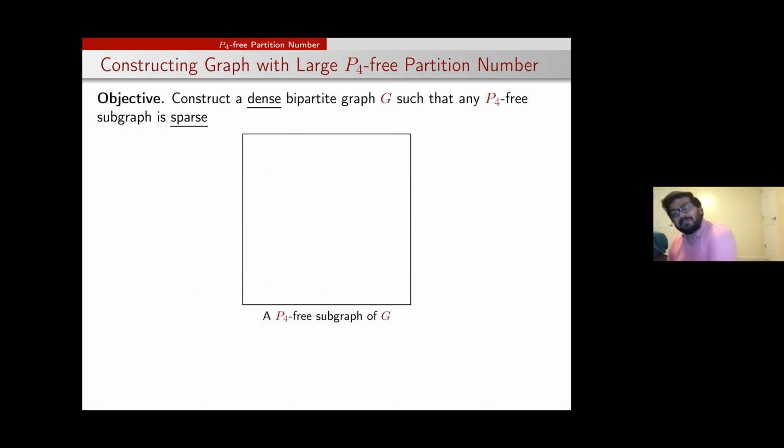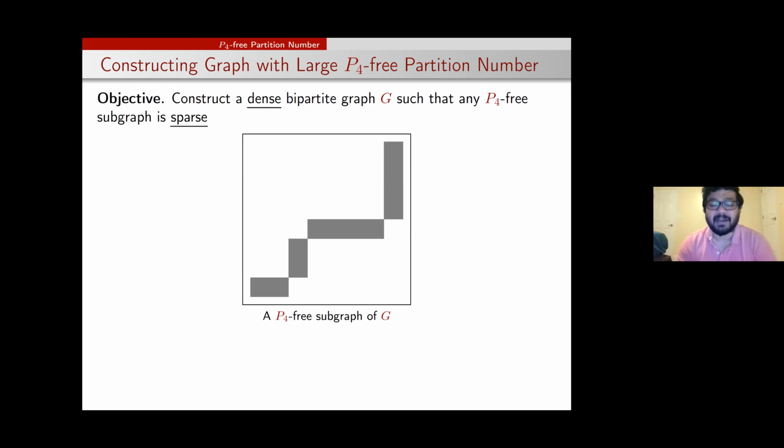So here is the objective of our construction. We want to construct a dense bipartite graph G, such that it has a lot of edges. However, any P4-free subgraph is very sparse. So let's consider a P4-free subgraph in our graph G. Suppose our graph was K_{T+1,T+1}-free. What I mean by this is that there is no biclique in G such that its left partite set is of size T+1 and right partite set is of size T+1. So this structure does not occur in our graph.